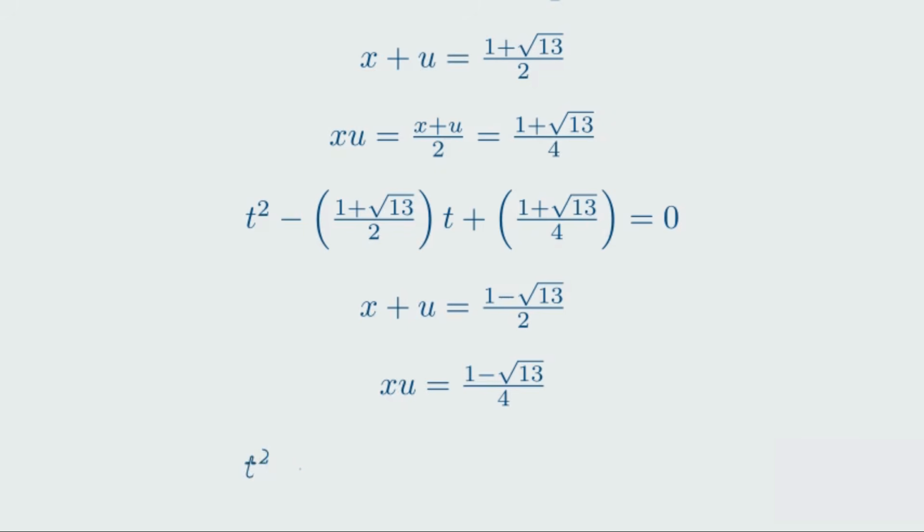The equation is t squared minus the quantity (1 minus the square root of 13) over 2 times t plus the quantity (1 minus the square root of 13) over 4 equals 0. The roots of this new equation are x and u. So we have two quadratic equations for t. The roots of each equation represent a pair of values, x and u, that solve our system.